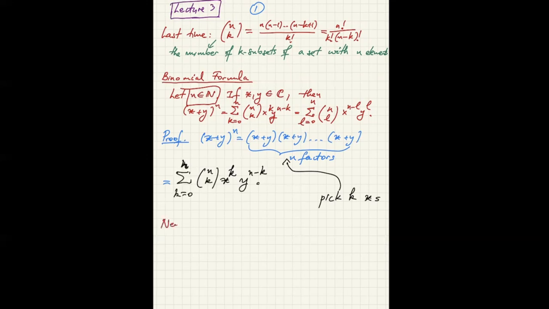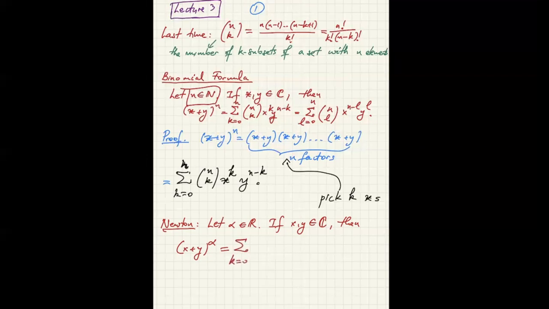Now, I want you to note that there is a more general formula that is due to Newton, in which this condition that n is a natural number is replaced by the fact that the exponent can be any real, or actually even a complex number. But in our case, let's just say that alpha is a real number. And now if we have x and y, let's say complex numbers, then x plus y to the alpha also has an expansion, but this expansion is an infinite series. So it's going to be of the form the summation of k equals 0 to infinity of alpha choose k, x to the k, y to the power alpha minus k.